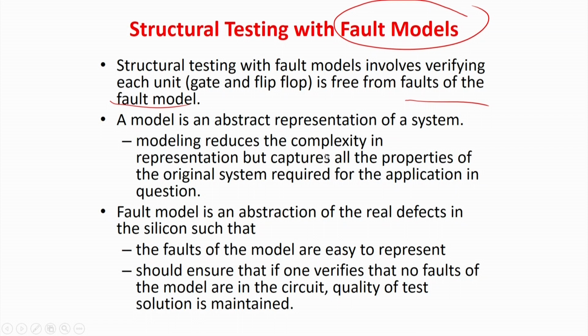Modeling reduces complexity in representation, but captures all properties of the original system required for the application in question. This is very important. What is a model? That means, as I told you in the last class, faults can be of huge nature: functional, structural, delay, silicon level, manufacturing level. So many different types of faults are possible. But can we restrict our models?